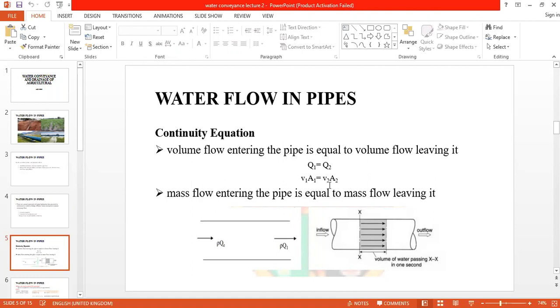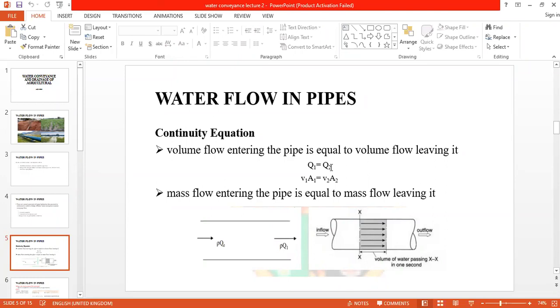It means that on this side of the equation, this A will reduce. And for it to be equal to the left side of the equation, the velocity has to increase. So if I reduce the size of my pipe, it means that water will start moving at a faster rate than it was moving previously. So that's the implication now of having this continuity equation. It will have an implication on the rate, the velocity at which water is moving.